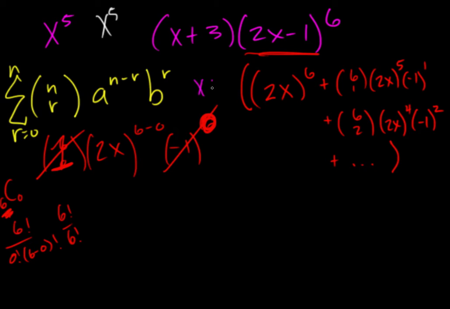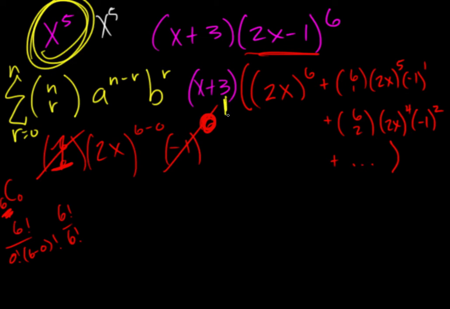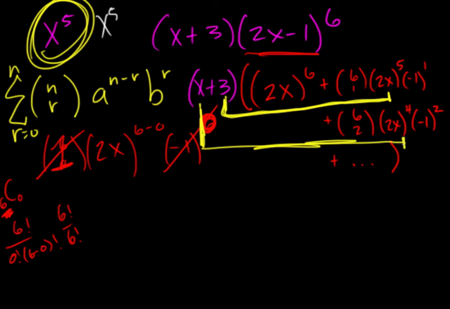Okay, we still have the x plus 3 multiplied by this thing. Now we want to get x to the fifth, so there's a couple ways we can do it. We can do this 3 multiplied by the x to the fifth term, or we can do x times the x to the fourth term. So what we're going to do is multiply those out individually, and then we'll just add them together, and that should be the answer that we need.